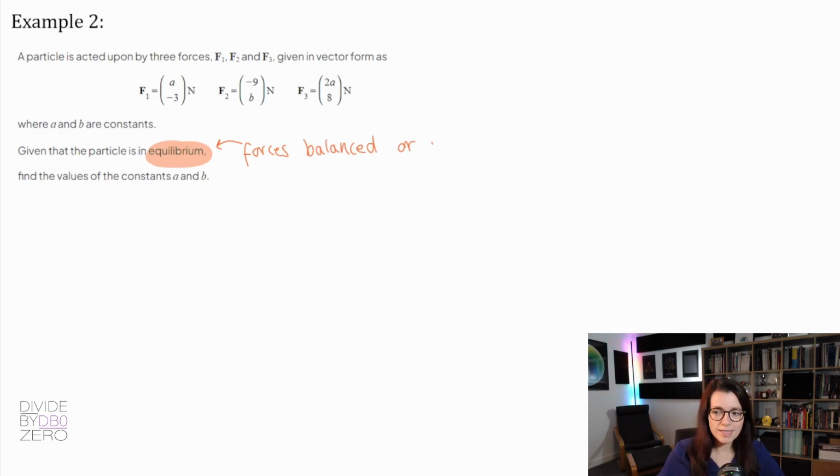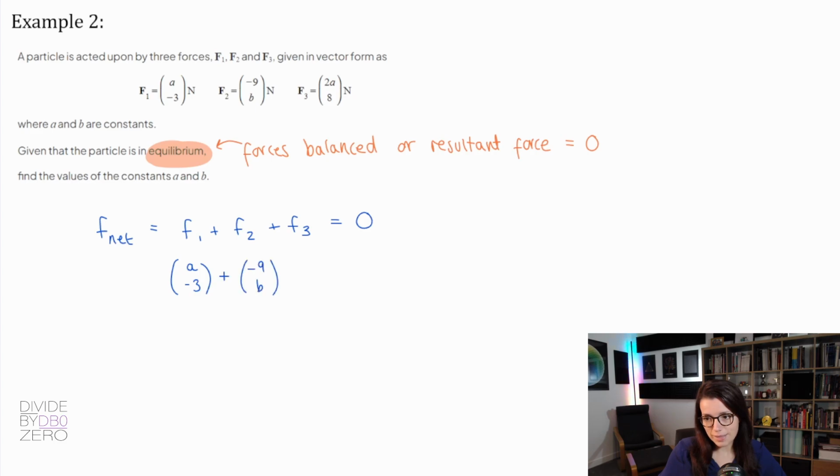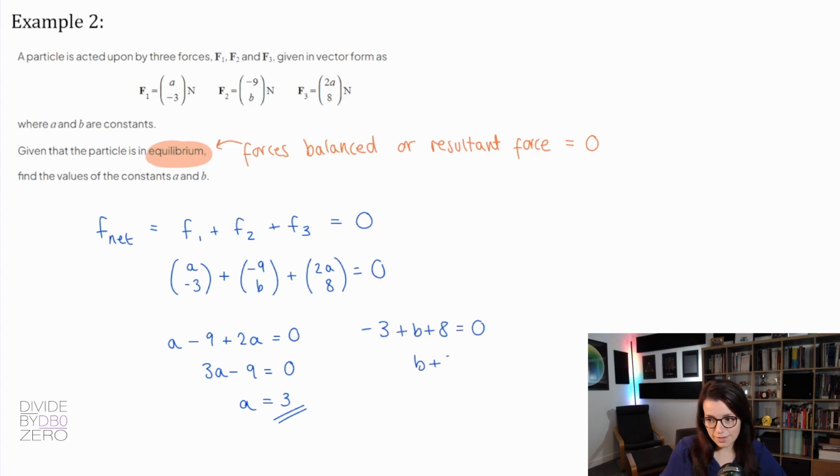In this question, it's probably good to think about it as the resultant force being 0. That's because the resultant force is going to be all three forces added together. And where they're in vector form, we can just add them all together, make them equal to 0, and solve. So that will be A minus 3 plus minus 9B plus 2A 8 equals 0. Solving the top line would be A minus 9 plus 2A equals 0. Gives 3A minus 9 equals 0, therefore A equal to 3. Bottom line, minus 3 plus B plus 8 equals 0, B plus 5 equals 0, meaning B is negative 5.